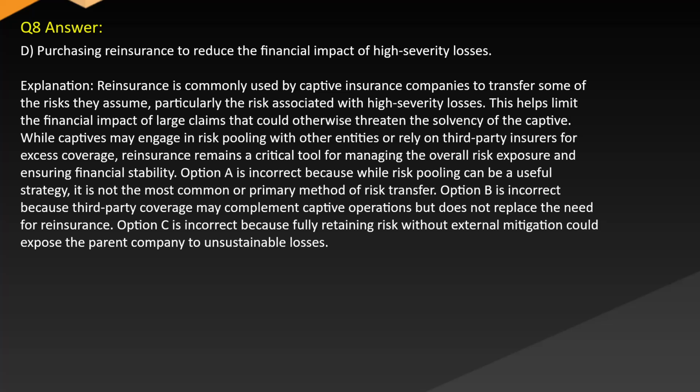Option A is incorrect because while risk pooling can be a useful strategy, it is not the most common or primary method of risk transfer. Option B is incorrect because third-party coverage may complement captive operations but does not replace the need for reinsurance. Option C is incorrect because fully retaining risk without external mitigation could expose the parent company to unsustainable losses.